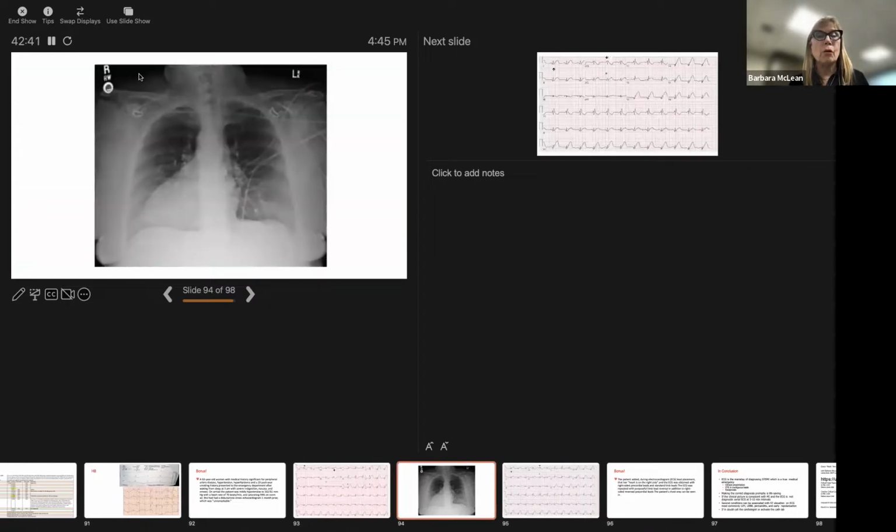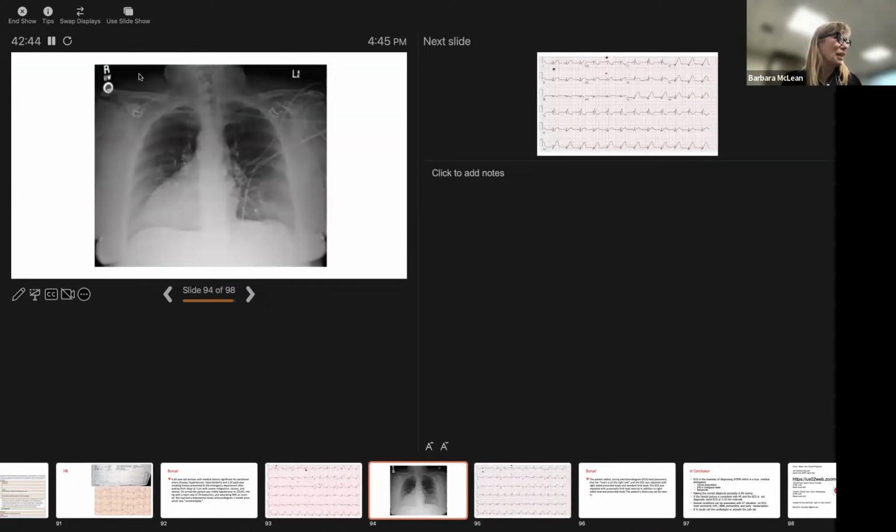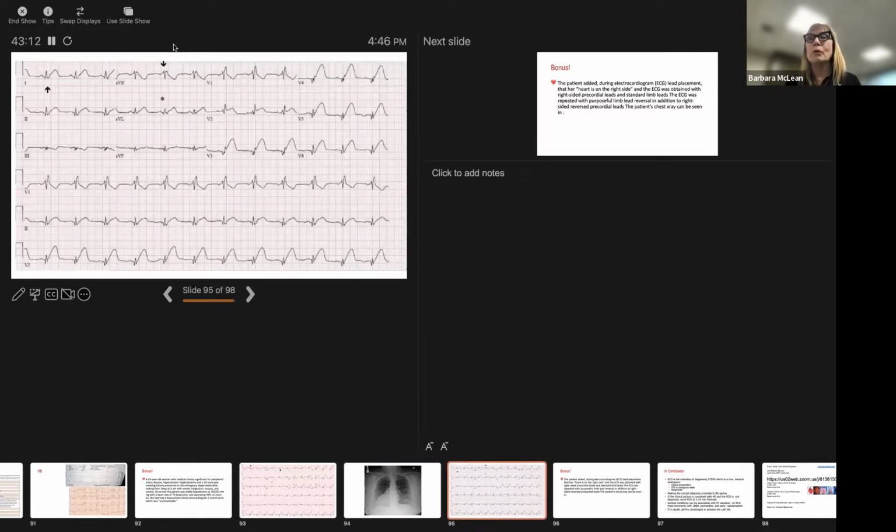So then we take a look at her chest X-ray. Chase, tell me what you see on that chest X-ray. Okay, her heart is on the right side, not the left side. So her first EKG was the left-sided EKG. That was really important. Patient had dextrocardia. She still had a STEMI, but it was a dextrocardia STEMI. So really, really important when we looked at that patient.